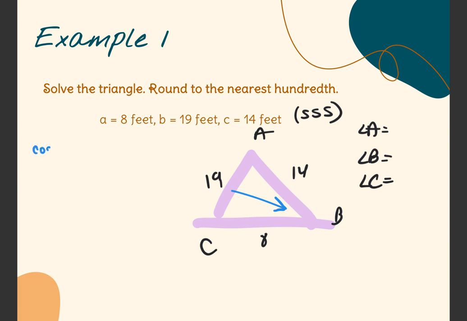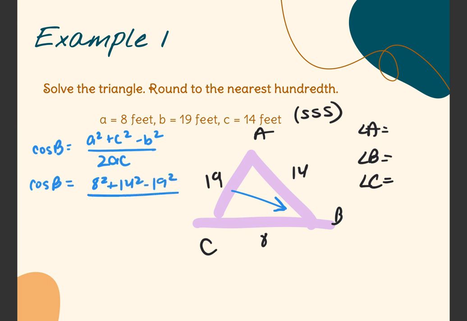I would get the cosine of B equals A squared plus C squared. So the other two letters first, minus B squared over 2, and then the first two letters. So 2AC. So I fill it in. Cosine of B would equal 8 squared plus 14 squared minus 19 squared over 2 times 8 times 14.